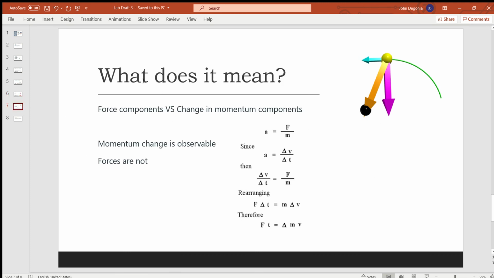So let's talk about a few things. Force components versus change in momentum components. Now mathematically we know these things are going to be the same, but the crux of this lab is we know that the momentum change is observable, but the forces are not. So we've got our momentum change, and mathematically they're the same, so that we can take something observable and turn it into forces, which we cannot easily observe. Thus being the main difference between the two.